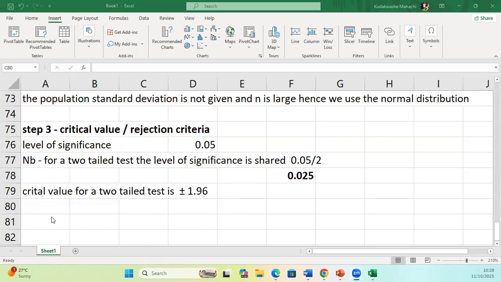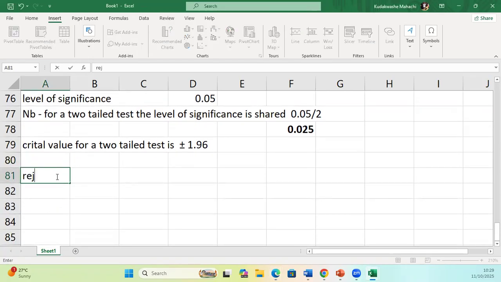We move to step number 4. Or we can actually, we need also to highlight the rejection criteria. Sorry. So still on number 3, you need to tell us when do we reject H naught. So for a two-tailed test, we say reject H naught if the test statistic is greater or less than.